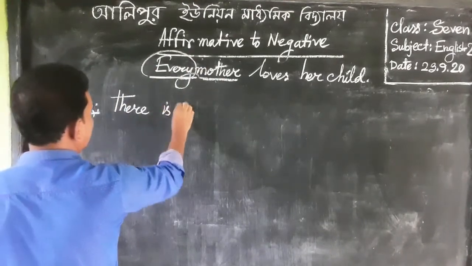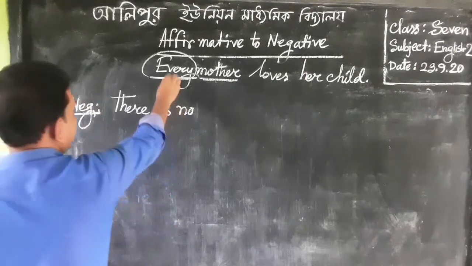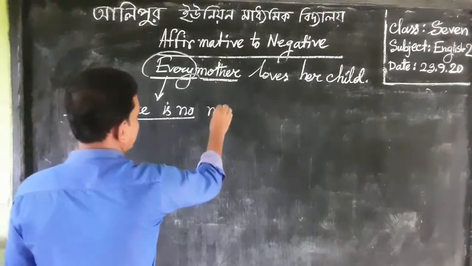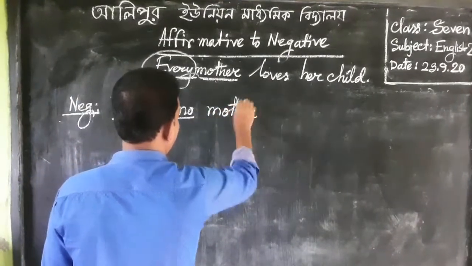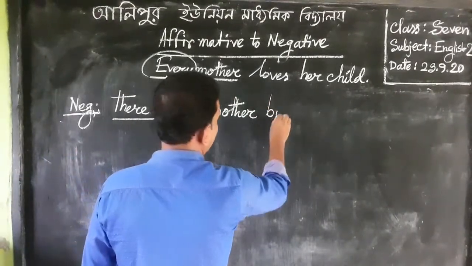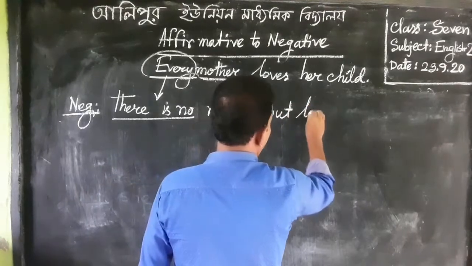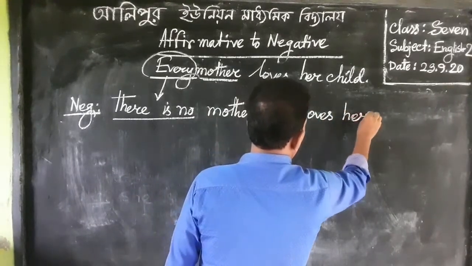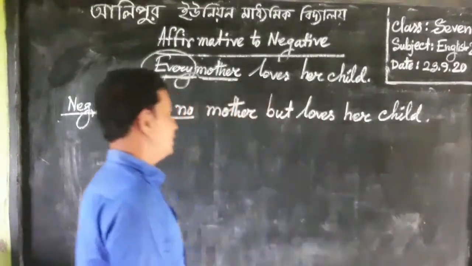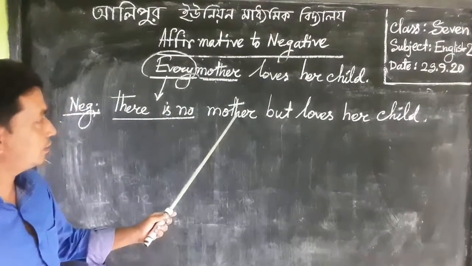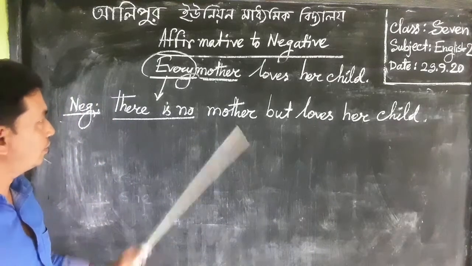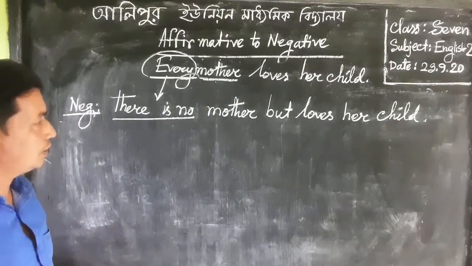There is no instead of every. There is no. Then we should write mother. There is no mother. And after that we have to write but. Loves her child. There is no mother but loves her child. Okay, dear learners, and we can change the sentence into another way.